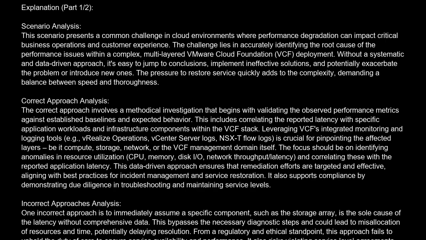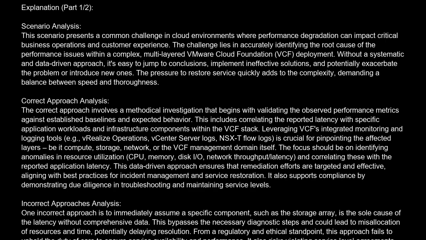The focus should be on identifying anomalies in resource utilization, CPU, memory, disk I/O, network throughput/latency, and correlating these with the reported application latency. This data-driven approach ensures that remediation efforts are targeted and effective, aligning with best practices for incident management and service restoration. It also supports compliance by demonstrating due diligence in troubleshooting and maintaining service levels.